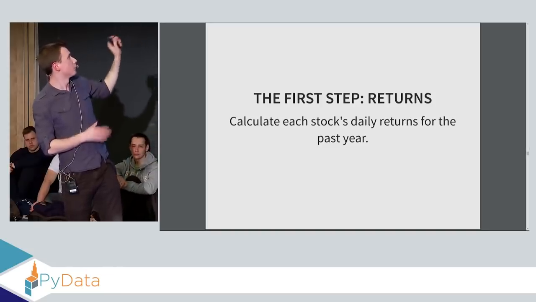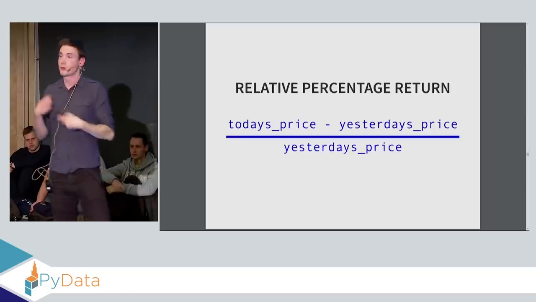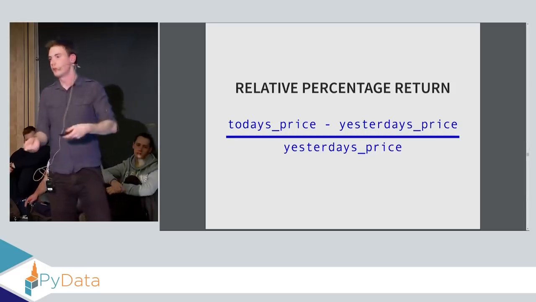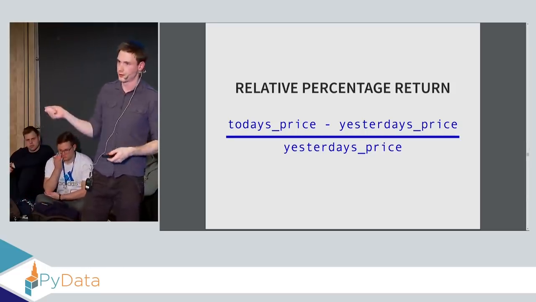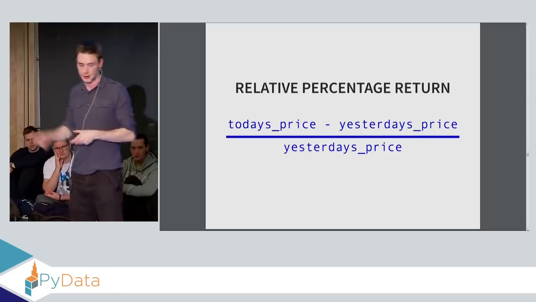This first step is quite simple. All we're trying to do is calculate the stock's returns for the past year. Now, the returns here that we're using are normalized, so we're using the percentage return. So this is today's price minus yesterday's price over yesterday's price. So you get the percentage change from each day, what the price of each stock is.